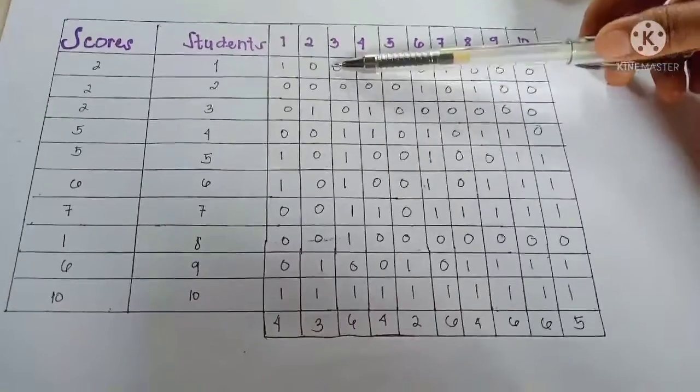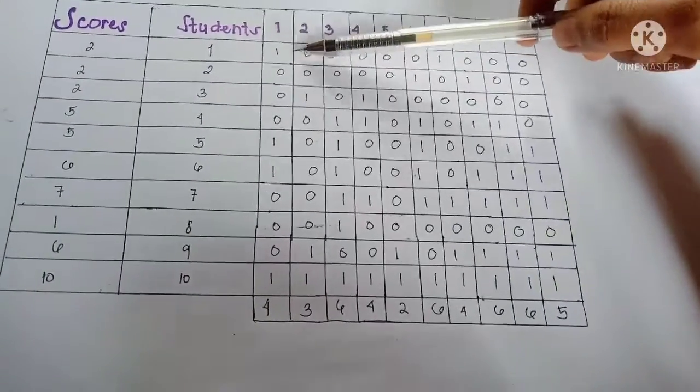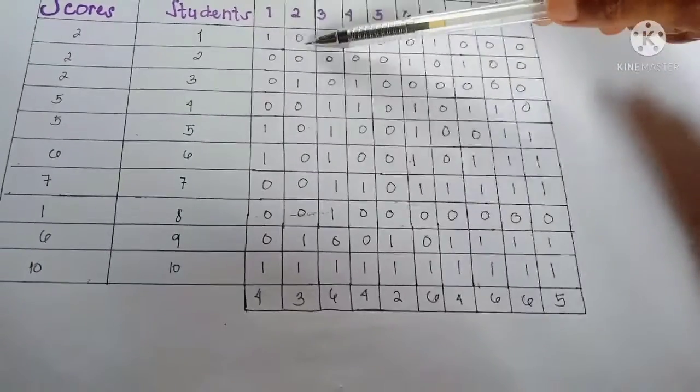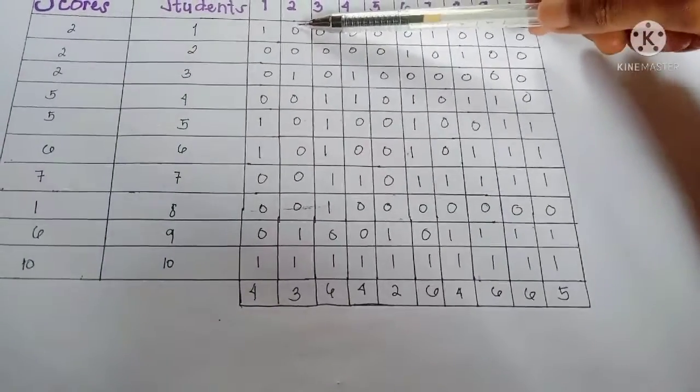So what does it mean? This 1 stands for the correct answer we got from our students, and this 0 stands for the students who got the wrong answer.